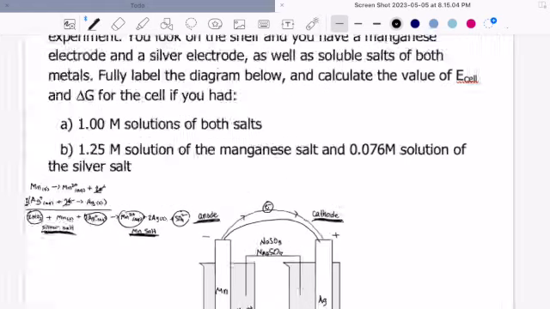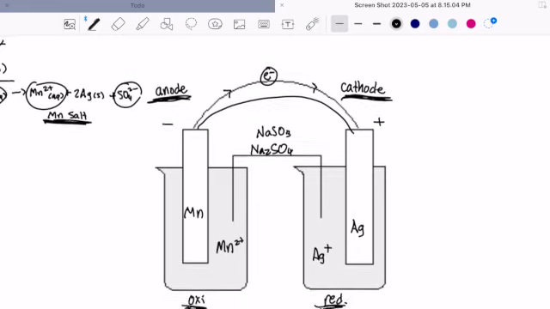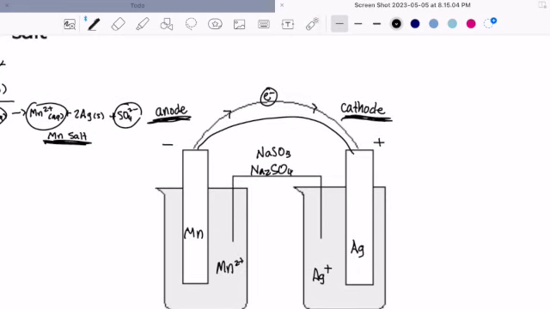So let's start off by labeling the diagram below. On the left side, we have the manganese, which is oxidizing, meaning it is the anode. And on the right side, we have the silver, Ag, which is reducing, meaning it's the cathode. And for our salt bridge, we are using NaSO3 and Na2SO4. And as you can see, the electrons will travel from the anode to the cathode.